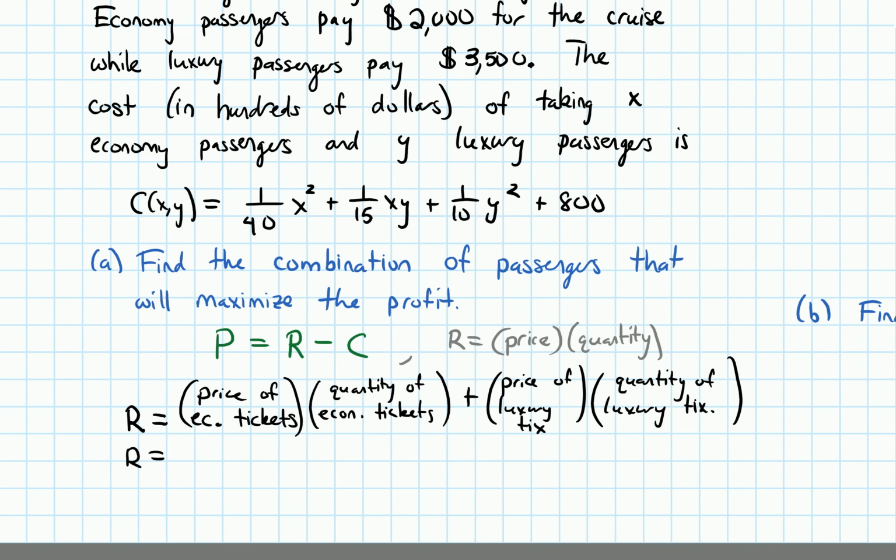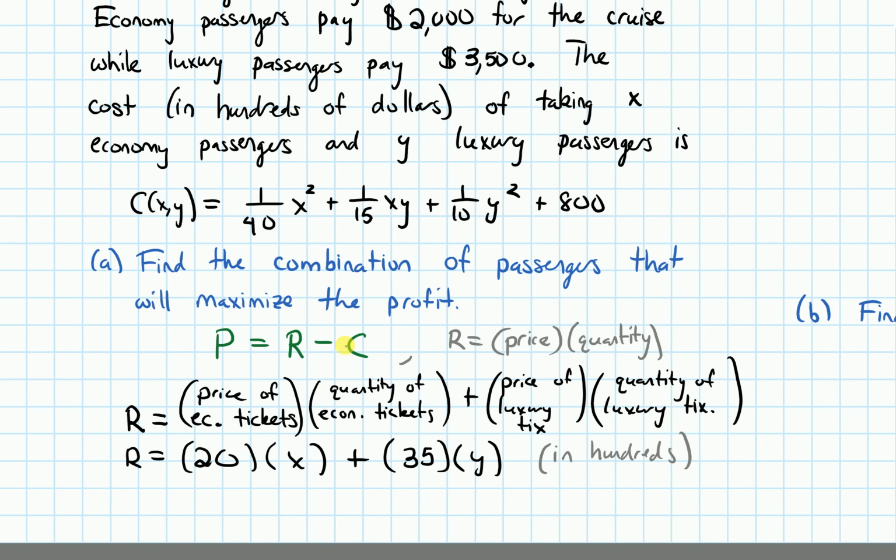So we'll get R equals, what's the price of an economy ticket? It's $2,000. But our problem says that we're considering the units of cost to be in hundreds of dollars. So what's 2,000 in hundreds? Well, it's 20. So we'll get 20 times the quantity of economy tickets, which is X. There's X economy passengers. Plus, doing the same thing for the price of a luxury ticket, $3,500 in terms of hundreds would be 35. And then the quantity of luxury tickets is Y, because the problem says there's Y luxury passengers. And that is our revenue function right there, and units-wise again it is in hundreds.